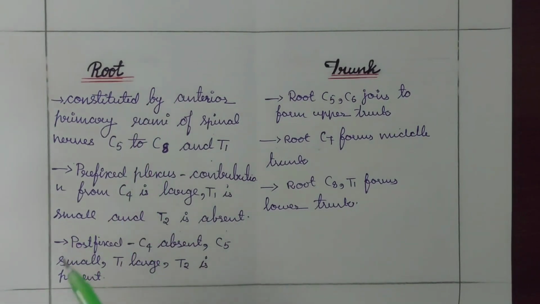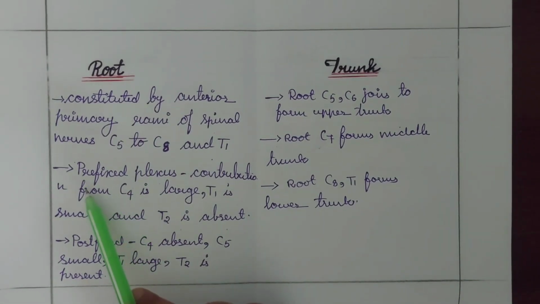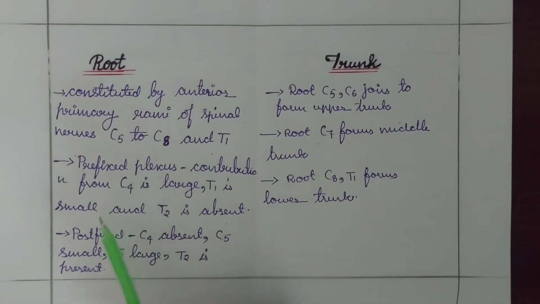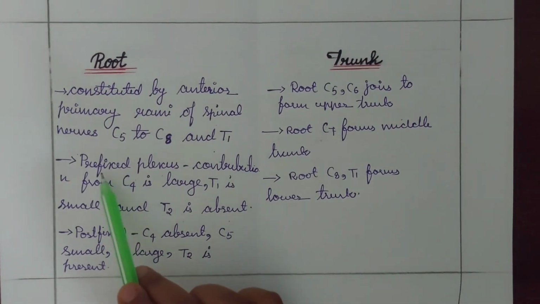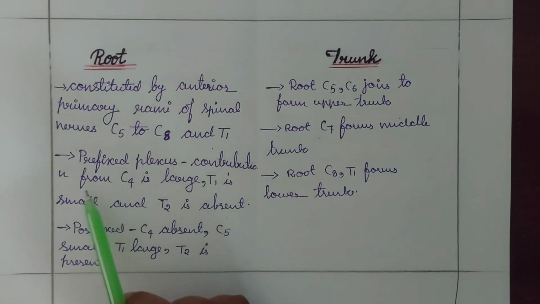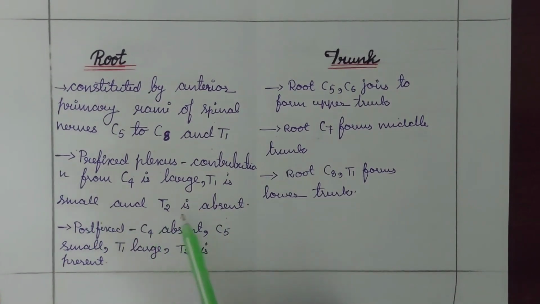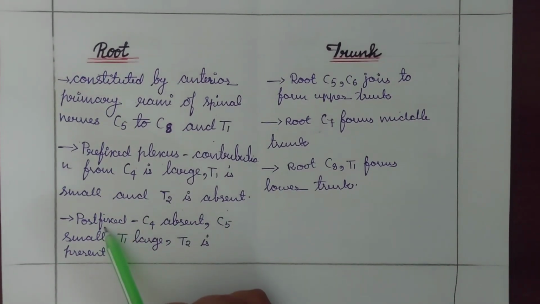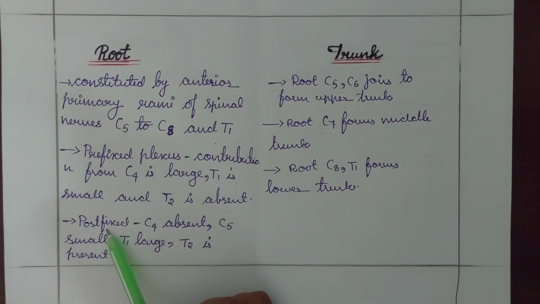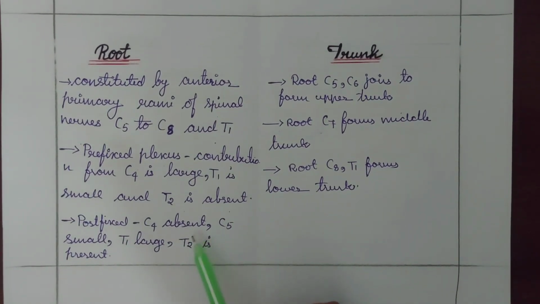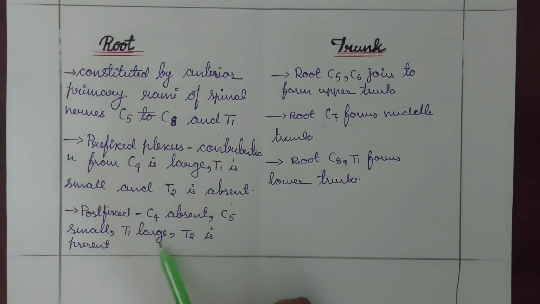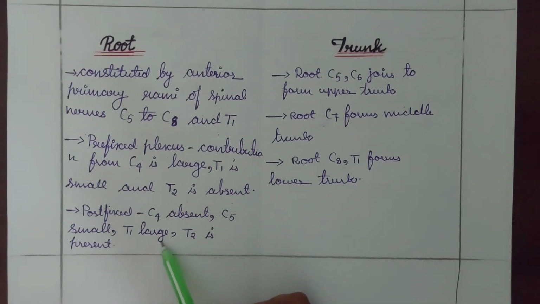The brachial plexus is divided into two, that is the prefix plexus and postfix plexus. The prefix plexus contribution from C4 is large, T1 is small and T2 is absent. The postfix brachial plexus contribution from C4 is absent, C5 is small, T1 is large and T2 is present.